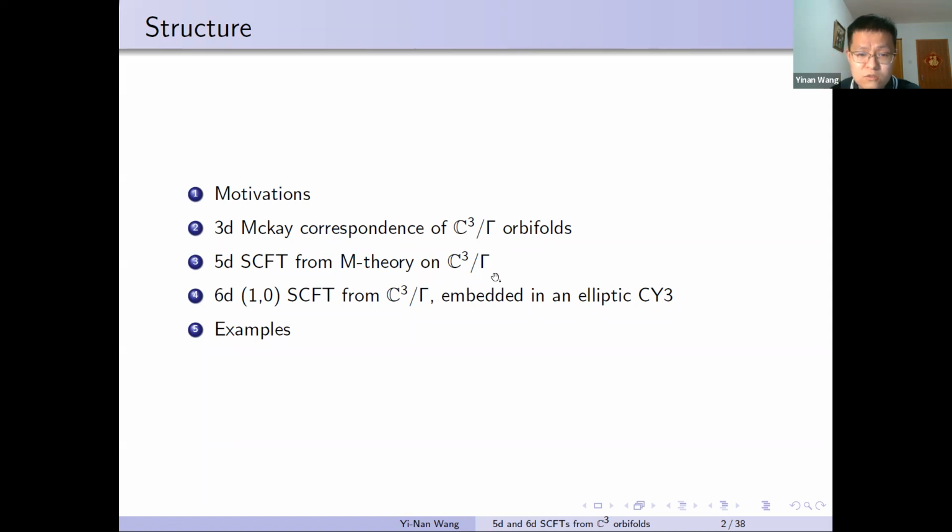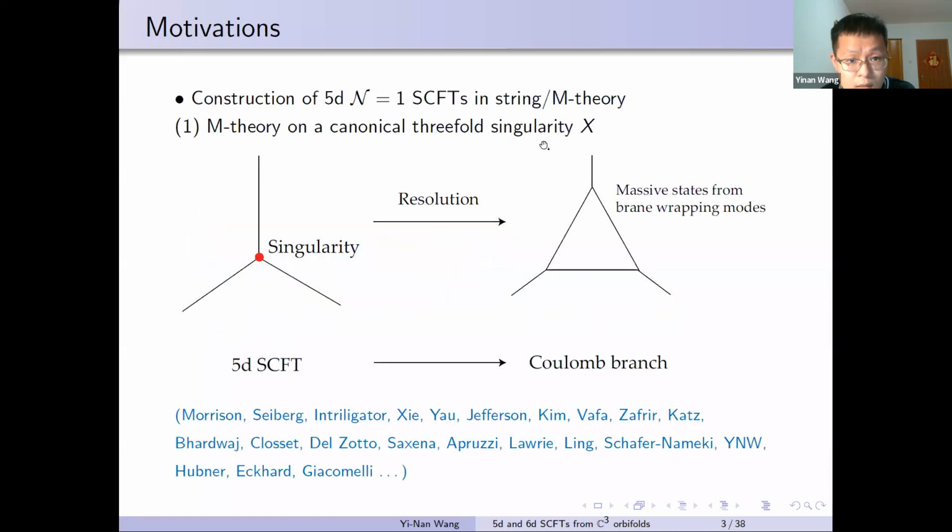And then I'm also going to discuss the construction of 6D SCFTs from the same singularity, but embedded in an elliptic Calabi-Yau threefold model. So this only happens in certain cases, but it's not always possible. Finally, I'm going to present more detailed examples and to discuss their physics. Okay. And so the first thing is a physical motivation.